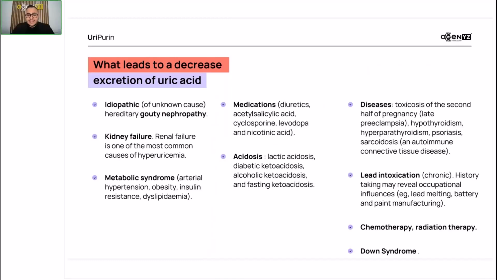Another cause is high acids in the bloodstream, such as lactic acidosis, diabetic ketoacidosis, alcoholic ketoacidosis, and fasting ketoacidosis. Diseases such as toxicosis of the second half of pregnancy, hyperthyroidism, hyperparathyroidism, psoriasis, and sarcoidosis, which is an autoimmune connective tissue disease. Lead intoxication is another condition that leads to a decreased excretion of uric acid. Influences such as lead.